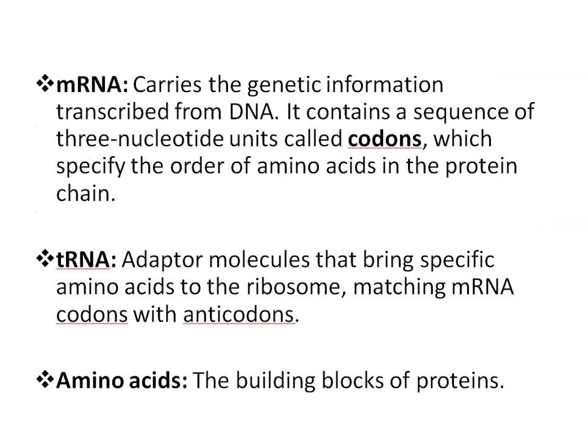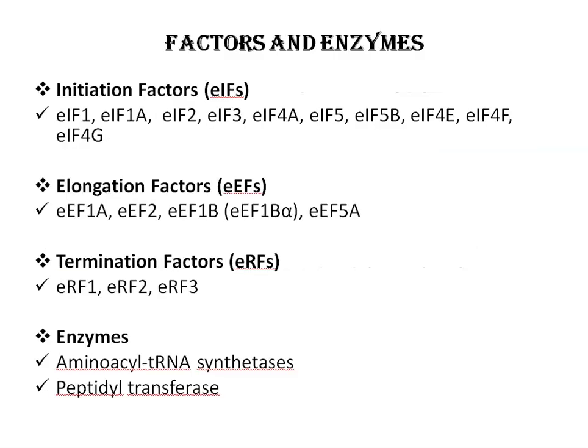Then mRNA. mRNA acts as a carrier molecule, so it carries the genetic information transcribed from DNA. It contains a sequence of three-nucleotide units called codons, which specify the order of amino acids in the protein chain. Then tRNA. tRNA is an adapter molecule that brings specific amino acids to the ribosome, matching mRNA codons with anticodons. And amino acids, we know the amino acids are the building blocks of the protein.